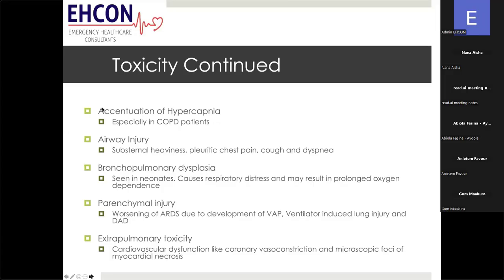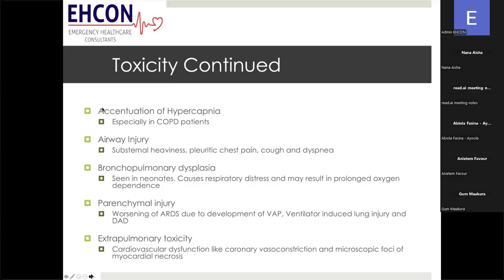That's why we're taught you really have to be very careful with oxygen because it can do more harm than good. Then there's the physical injury to the airway from oxygen therapy. So there's substernal heaviness, pleuritic chest pain, cough, and dyspnea. These symptoms can be mistaken for pneumonia, for pulmonary embolus, for myocardial infarction. So you also have to think about the fact that for patients on high oxygen therapy, the therapy might actually be causing some of these symptoms as well. In children, particularly the neonates, we have bronchopulmonary dysplasia. These are young, delicate lungs that are now being subjected to toxic high levels of oxygen, which does cause long-term respiratory distress, and they may need prolonged oxygen therapy for many years.